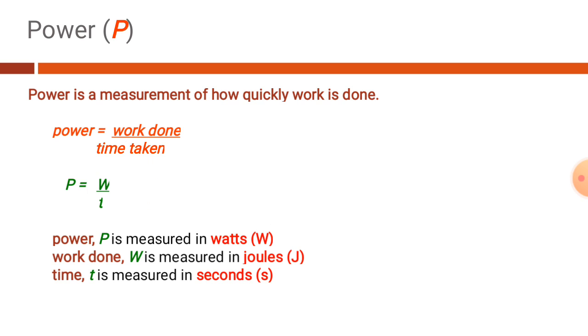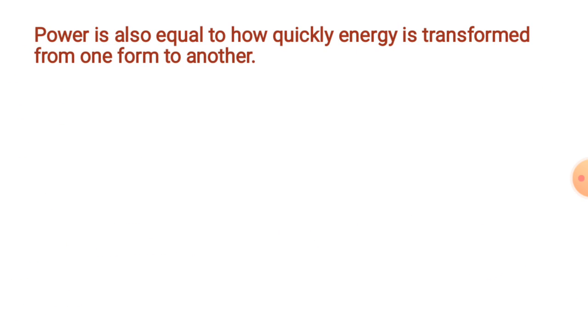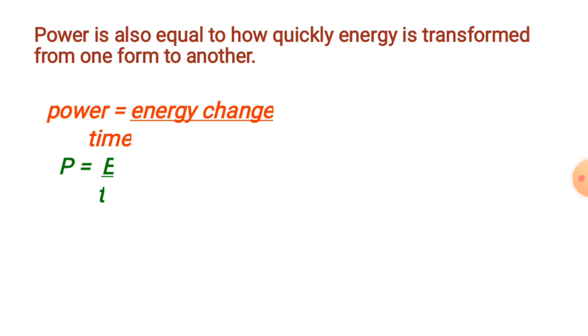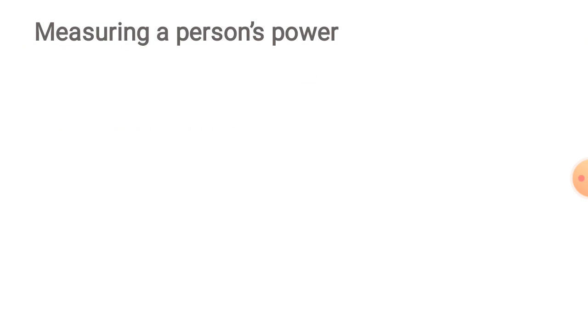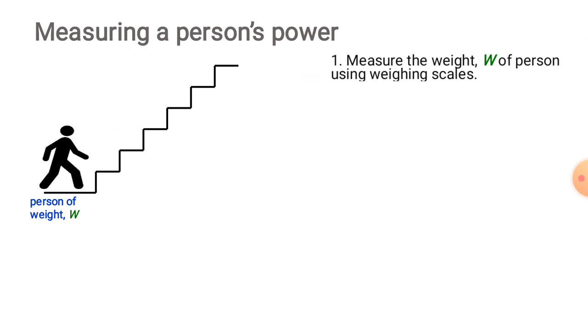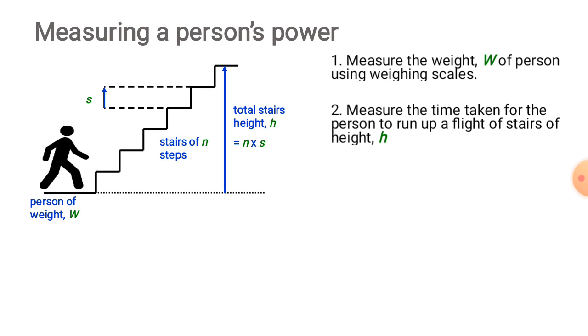Right, so let's directly jump on to the problem. How do we measure a person's power? Like I told you before, one best way to measure a person's power is asking him to climb up the stairs. The faster a person climbs the stairs, the more power the person has. As simple as that.